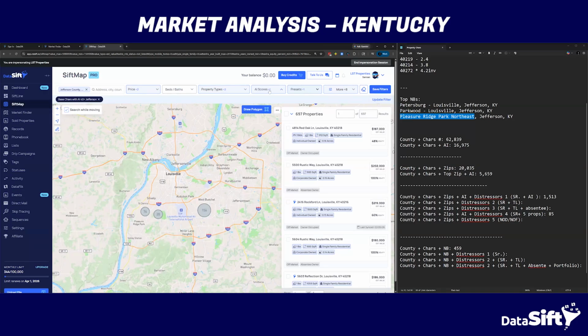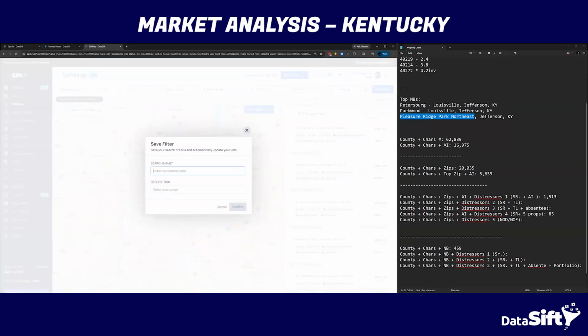Basically it's a base criteria. I'm just adding AI score and I'm just narrowing it down to these locations. So again, I might add another 10 different neighborhoods to get this number up to whatever I want it to be. But I'm going to go ahead and save this and I'm going to call it the same thing. We're going to go base chars plus AI plus top NBs Jefferson.